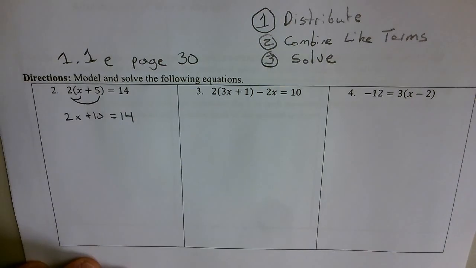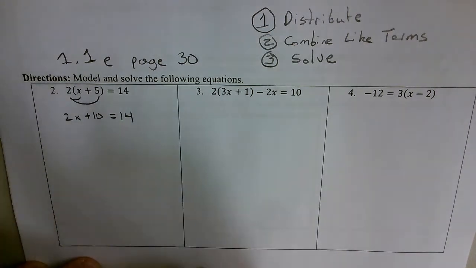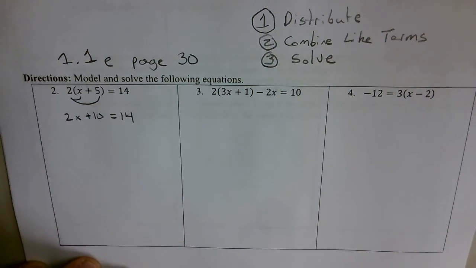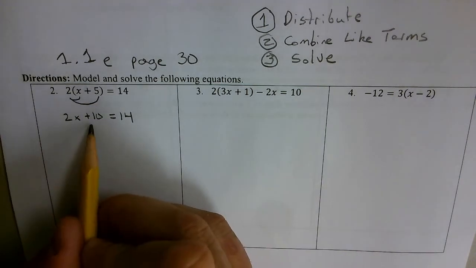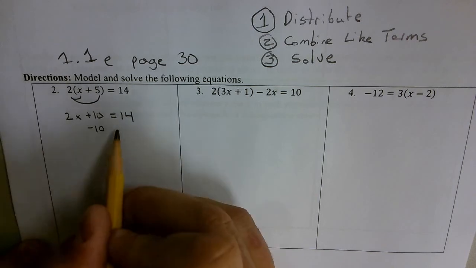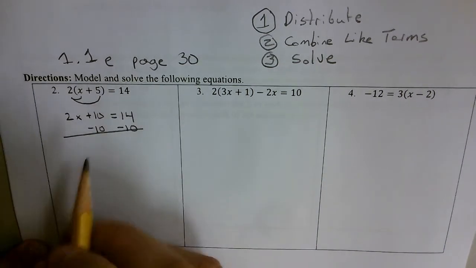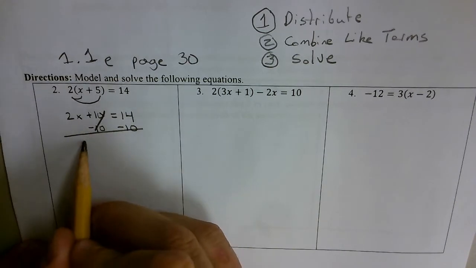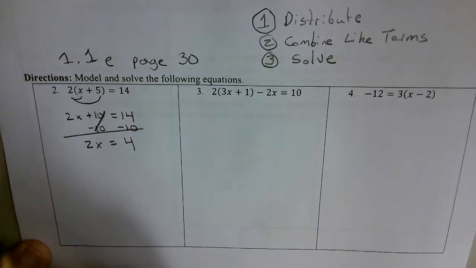My next step is to combine like terms. Since I don't have any like terms in this problem, I just skip that step. So I will move straight on to solving. My first step to solving will be getting rid of this positive 10. In order to do that, I'm going to subtract 10 from both sides. That'll leave me with 2x on the left side equals 4 on the right side.